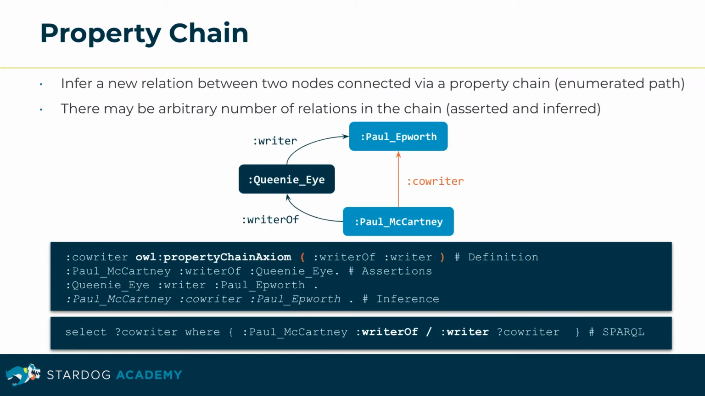The property chain infers a new direct relation between two nodes that are connected via a path of enumerated intermediary relations. The effective number of hops in the chain may vary, since the intermediary relations themselves may either be asserted or inferred. In the example, the relation co-writer decomposes into a sequence of the writer of and writer predicates, as demonstrated by the equivalent SPARQL sequence property path.